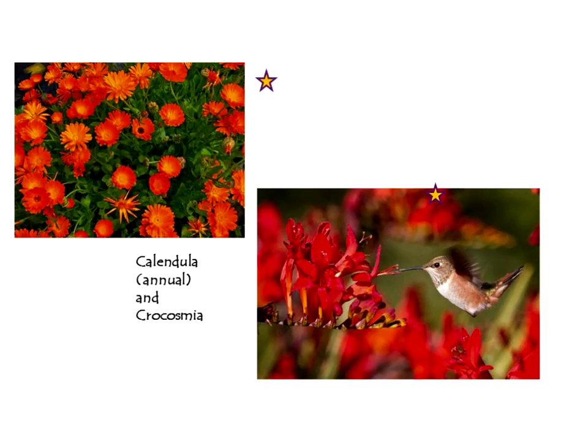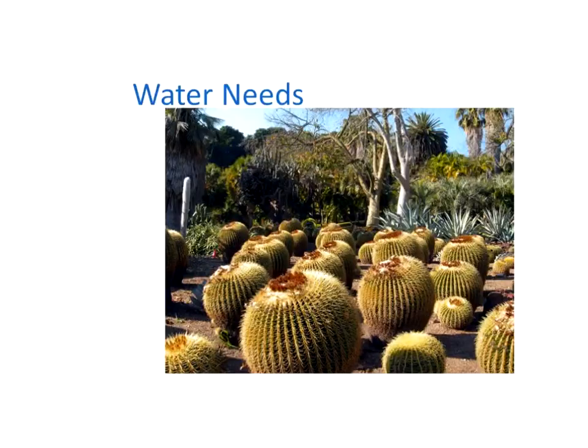Calendula and Crocosmia. I myself cannot seem to grow Crocosmia at all, but Calendula is a great annual plant, especially if you guys are interested in pollinators. These plants are pretty tough. Again, they like that well-drained, moist soil, but they are salt tolerant.